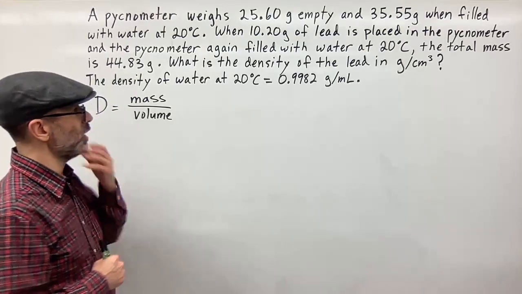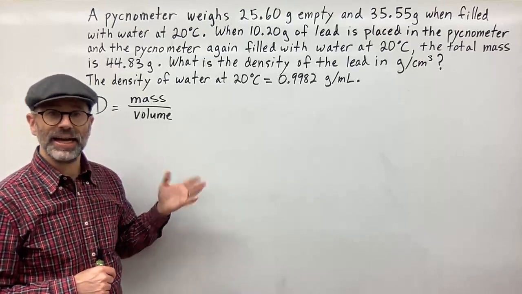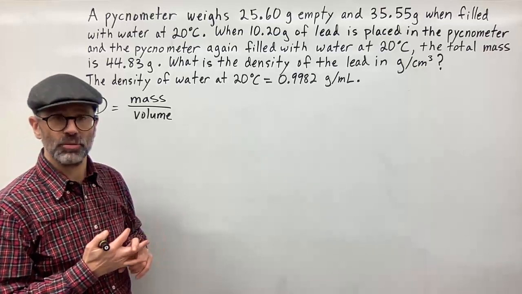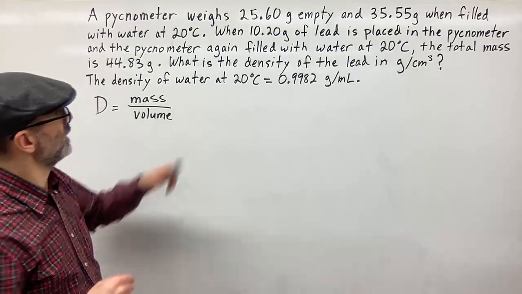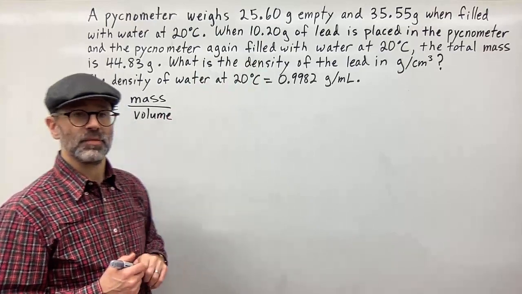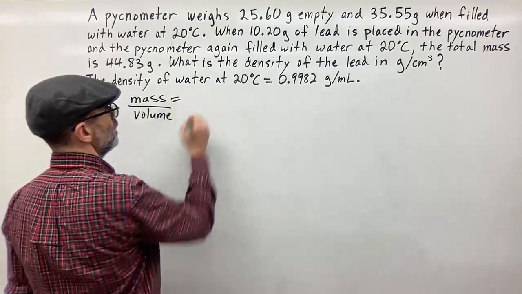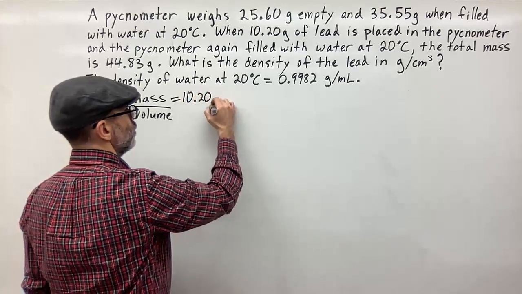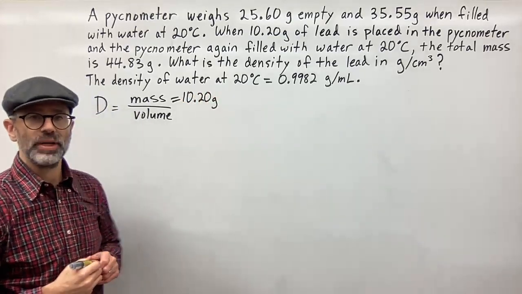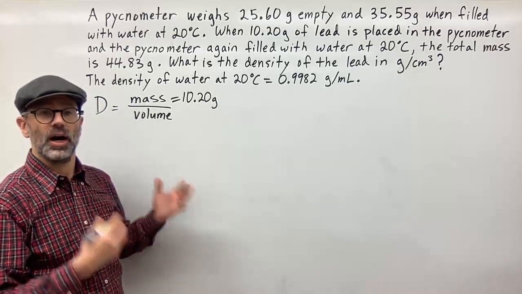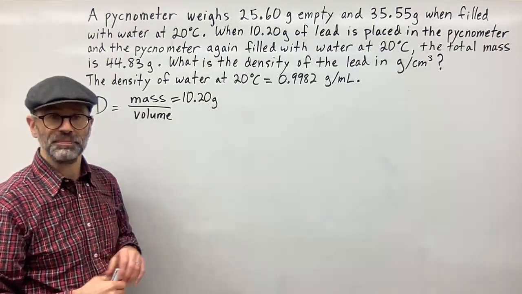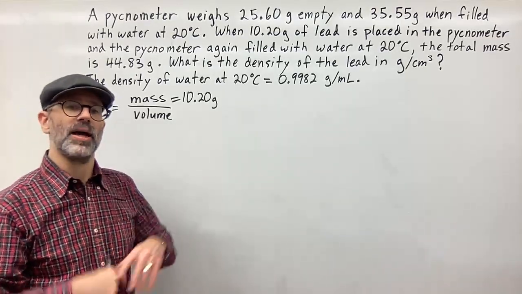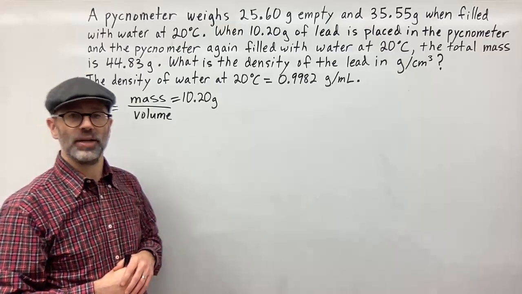They want to know the density of the lead in the pycnometer, so we need to know the mass of the lead and the volume of the lead. It just so happens that they give us the mass of the lead, which is 10.20 grams. So now all we need to do is find the volume of the lead in the pycnometer. That's going to be a little more challenging because they don't give us that right away, but we can find out what that volume is.